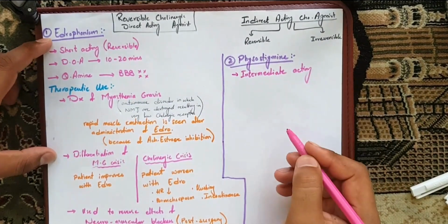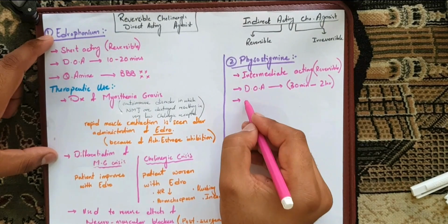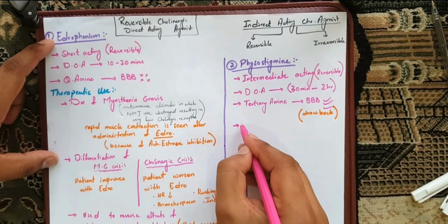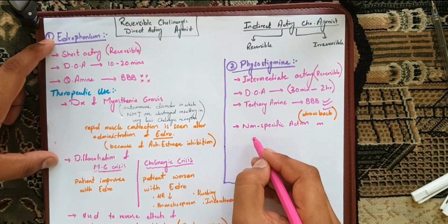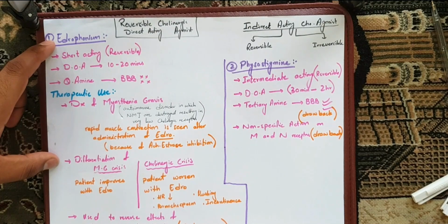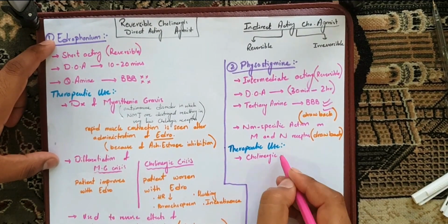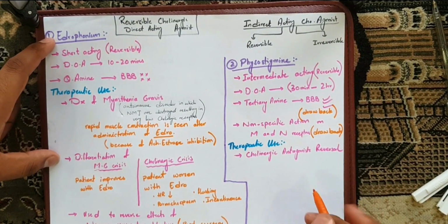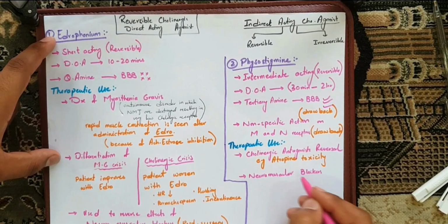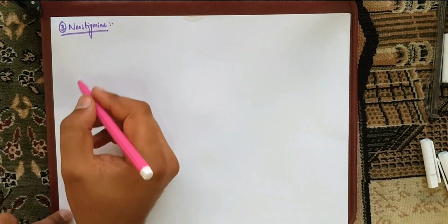Then comes another drug, physostigmine. Physostigmine is an intermediate acting agonist. It means that the duration of action is a bit more than edrophonium, from 30 minutes to 2 hours. It is a tertiary amine, meaning it can cross the blood-brain barrier, and this is a drawback of it. It has a non-specific response on the muscarinic and nicotinic receptors, which is another drawback of physostigmine. It could cause CNS toxicity. The therapeutic use of physostigmine is for cholinergic antagonist reversal. For example, if there is atropine toxicity, atropine overdose, it could be reversed with the help of this.